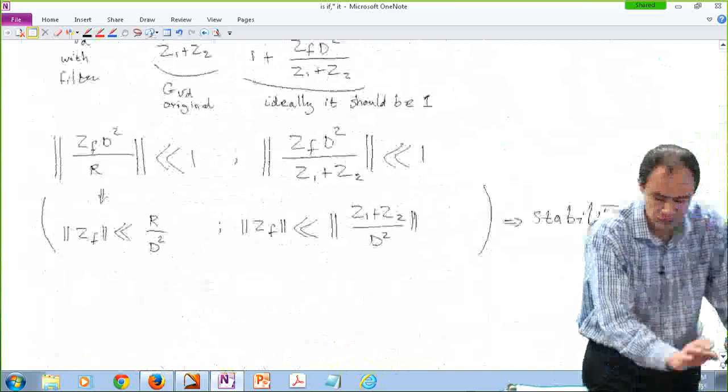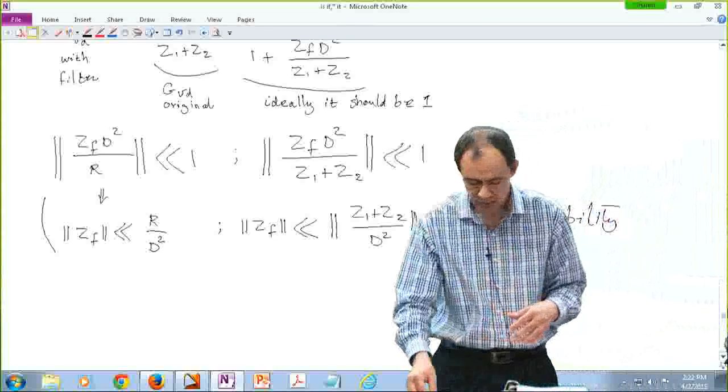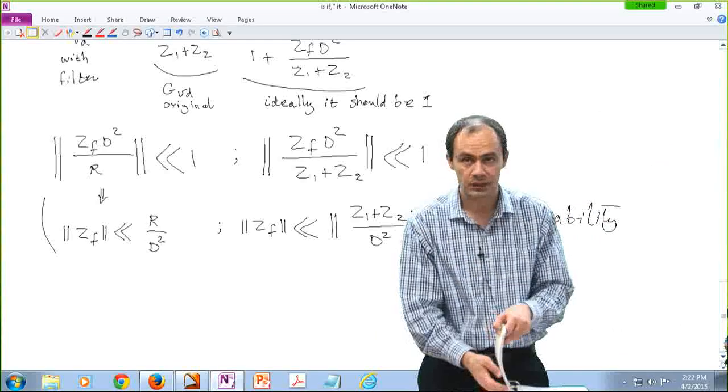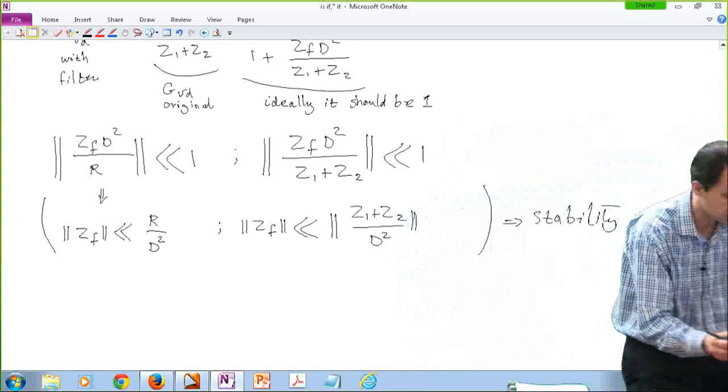I'm going to move on to the next topic, actually a different topic, which is multi-level power electronic converters. So this is kind of like a new chapter.